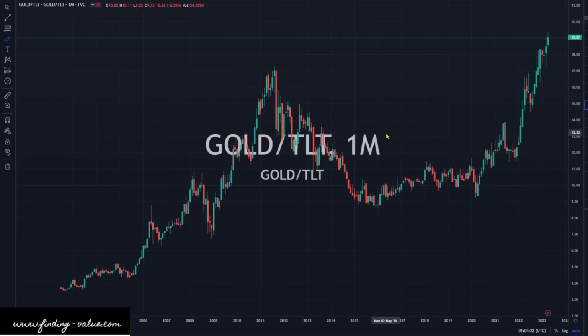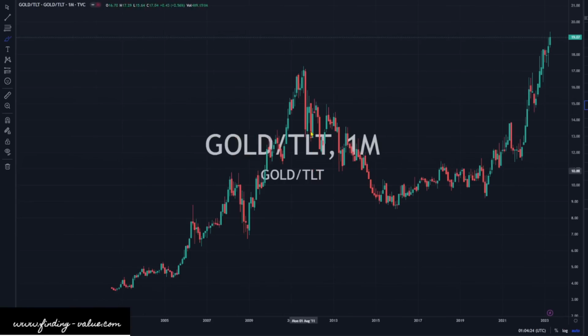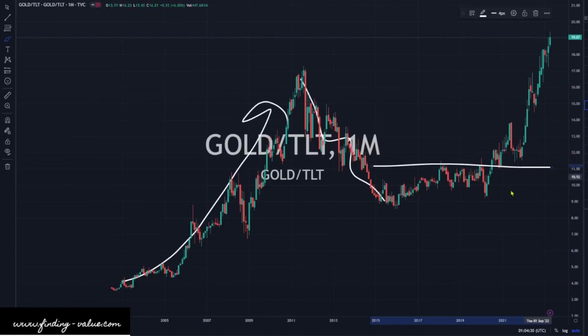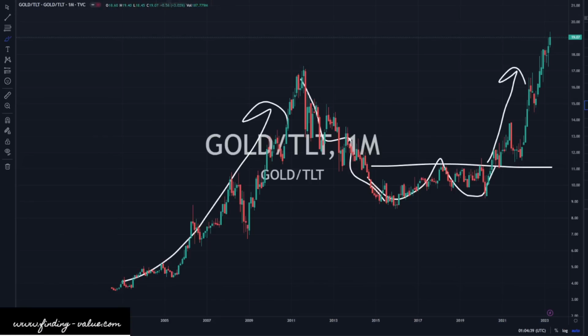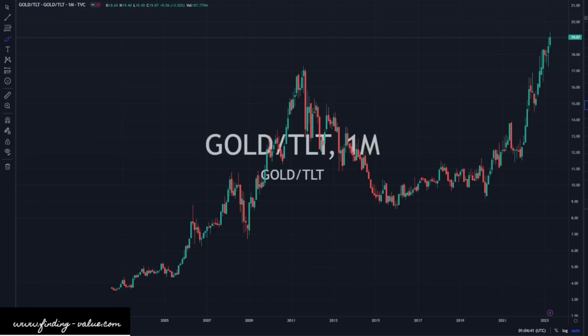Gold versus TLT reversed. So this is what it looks like from the reversed aspect. Gigantic bull market, the consolidation zone, the breakout of the double bottom base, and we are moving higher, and we've got new all-time highs against the bond market, and we're probably going to see that continue for gold outperforming bonds.